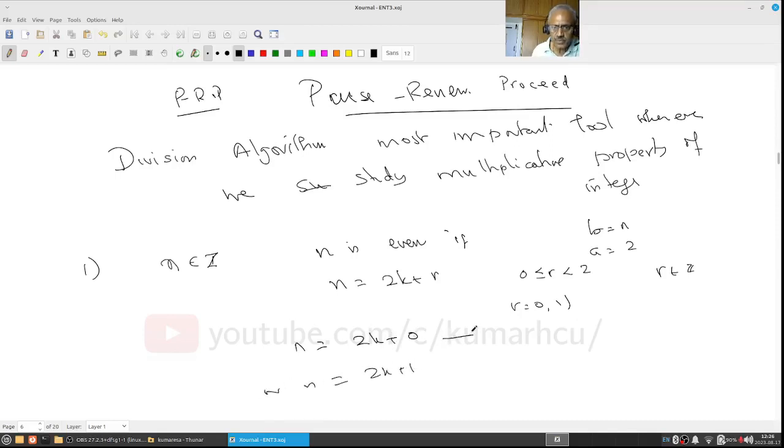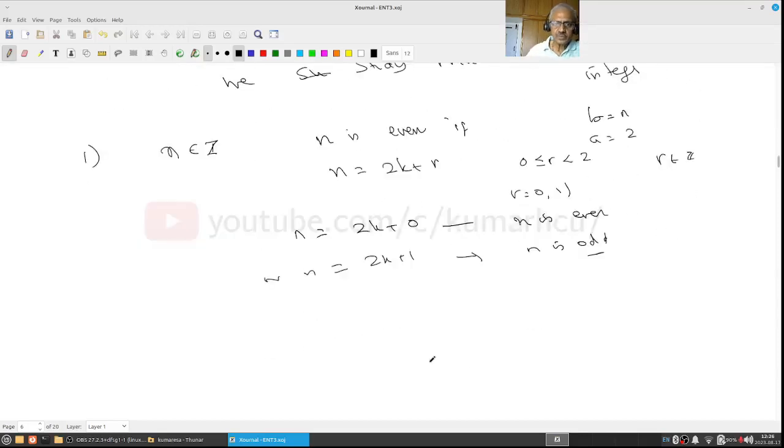If n is of the form 2k, then I call n even, and in the other case I call n odd. So you remember when you write b equal to aq plus r, this r is called the remainder. So what does it say? When n is divided by 2, if the remainder is 0, I call n even. If the remainder is 1, I call n odd, right?